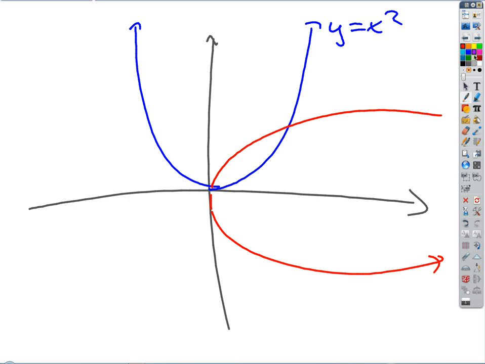Yes. So if I pass a vertical line through this anywhere, and that'll be our representative vertical line, it only intersects once, right? But it passes horizontal.